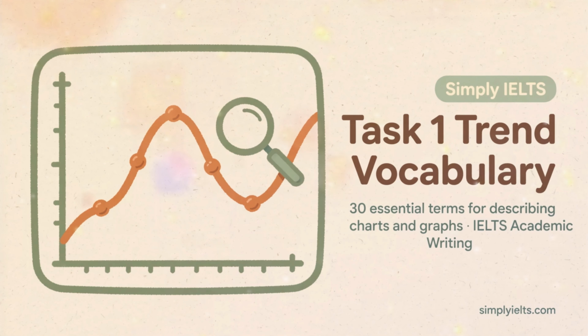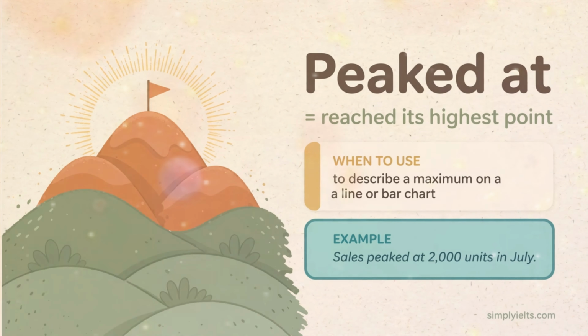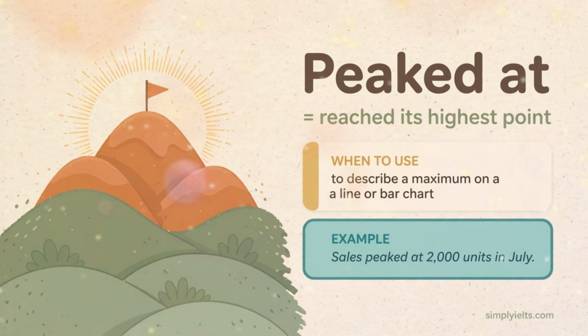Welcome to this video on IELTS Academic Writing Task 1. Today, we will cover essential vocabulary for describing trends in charts and graphs to help improve your writing. First, we have peaked at. Use this term to describe when a figure reaches its highest point on a line or bar chart. For example, sales peaked at 2,000 units in July.